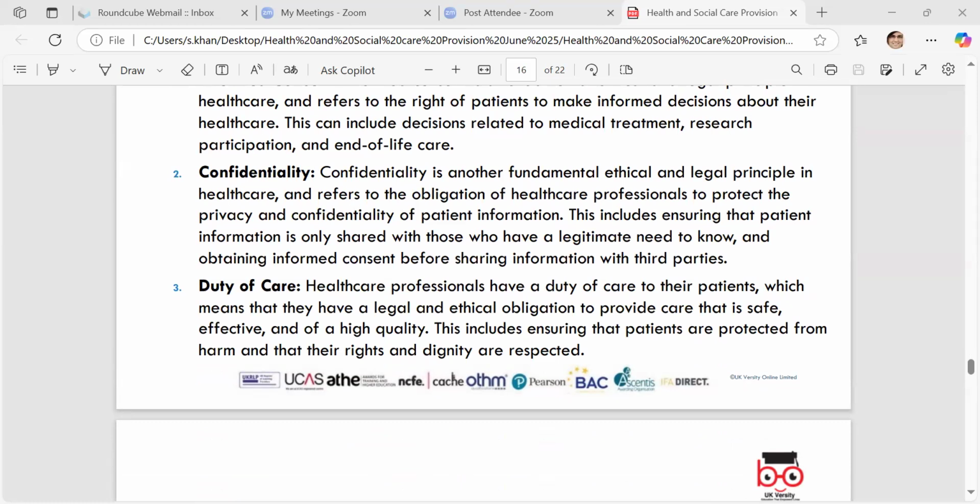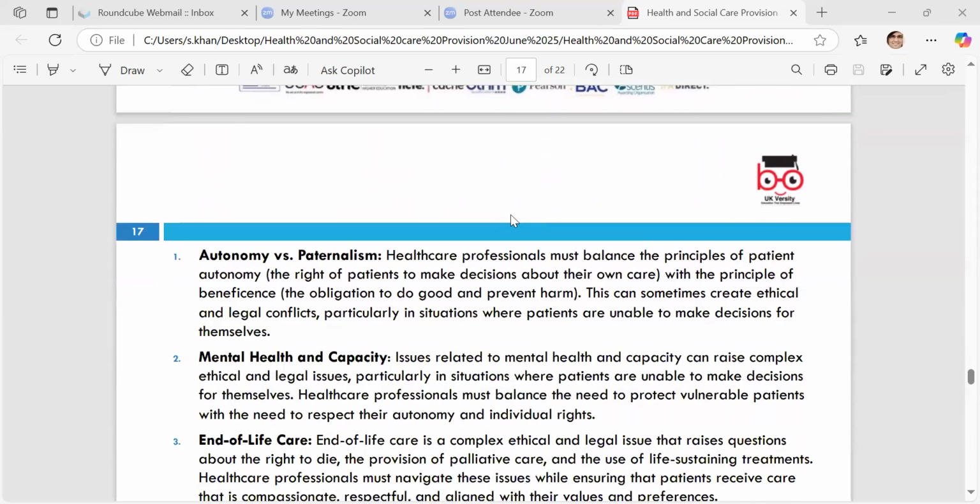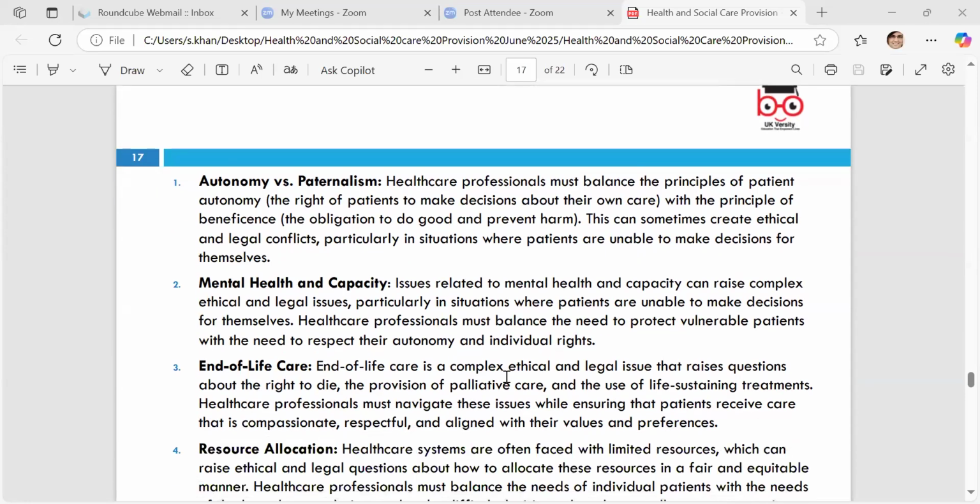And then duty of care, you have a duty of care as a professional to the patients to make sure you provide a high level of quality of service and make sure patients are protected. Autonomy and paternalism, as we looked at earlier, is the principle of patient autonomy. And then paternalism is where a decision is made for the individual rather than the individual making their own decision. This can involve withholding information or overriding choices. So these are mental health capacity, is anyone who has the mental health that is not able to make their own decisions and they don't have the capacity.